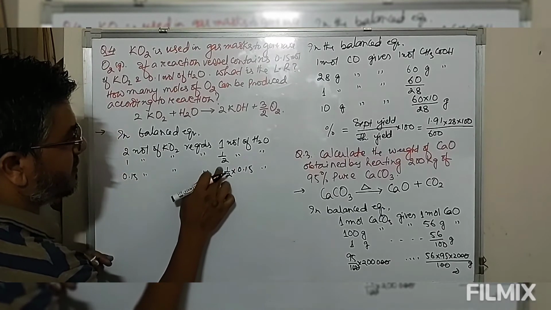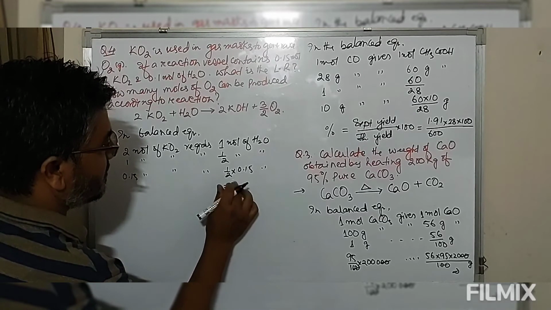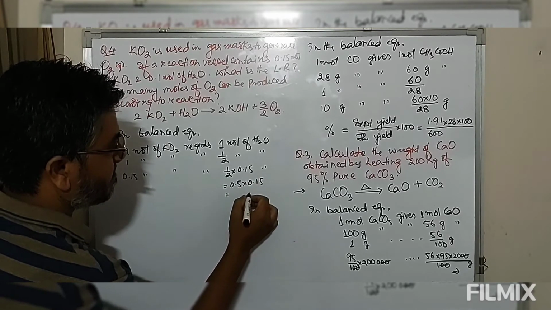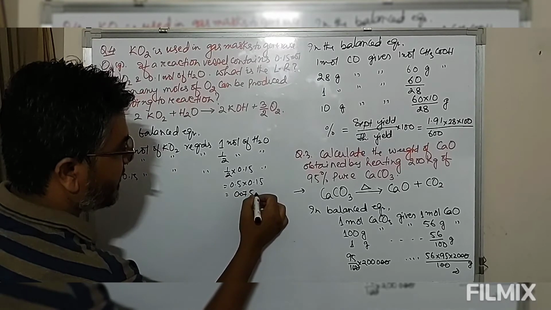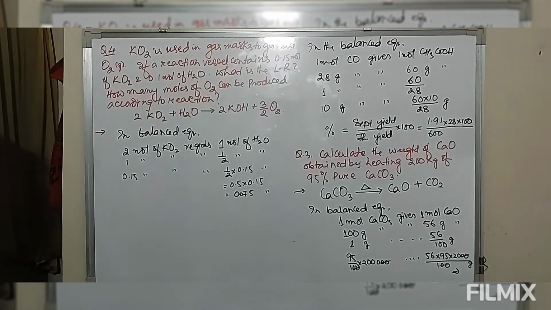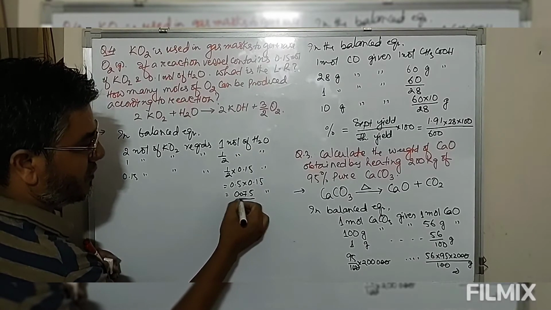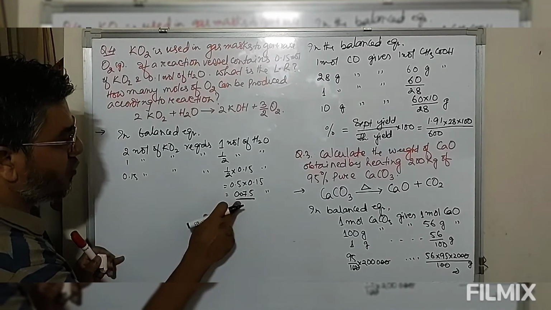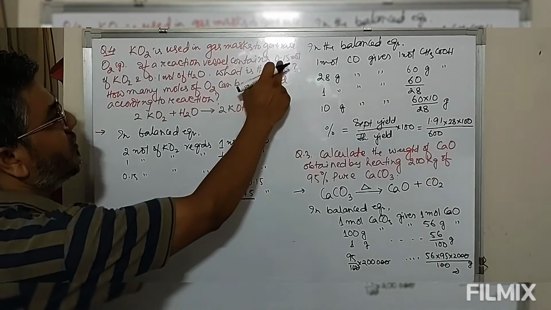So if you look at this, 0.5 into 0.15, that is 0.075 mole of water is required. So now look at this, requirement of H2O for 0.15 mole of KO2 is 0.075, but how many moles of water is present? 0.15 mole.